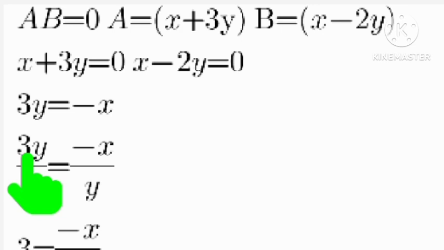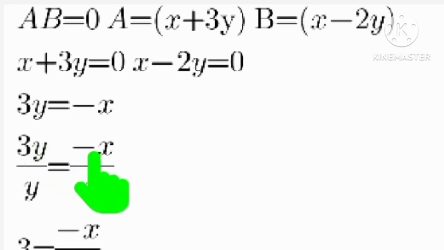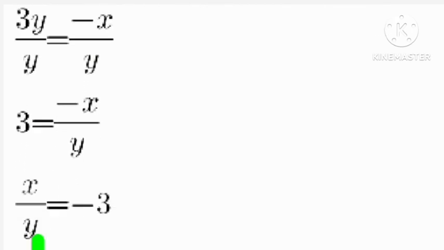Now, we can't have negative x over y. So what do we do next? We want to solve for x over y. But I said you should solve like you're trying to make 3 the subject of formula, because it makes it clearer what you are working towards. So we are going to multiply both sides by negative. So we're going to have x over y is equal to negative 3, which you can see here.